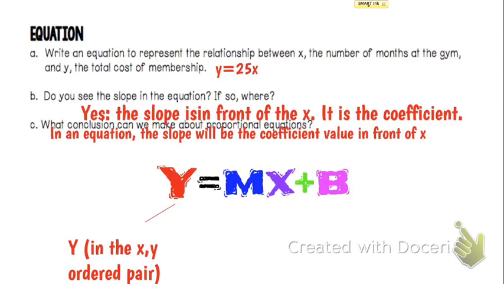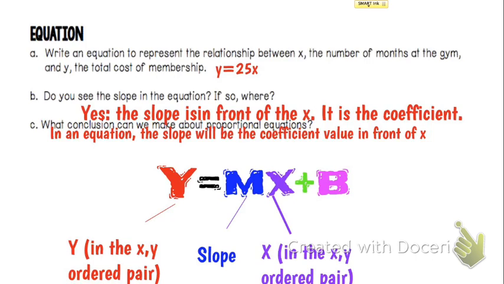So if you have an ordered pair of 1 and 25, your y would be 25. m stands for slope, and in the equation, look up in A, slope is 25. x is going to be the x in the xy ordered pairs. So if we have an ordered pair of 1 and 25, obviously 1 would be the x, plus b, and b is going to be our y-intercept, and that's basically where the line crosses the y-axis, and in this case, it is 0.